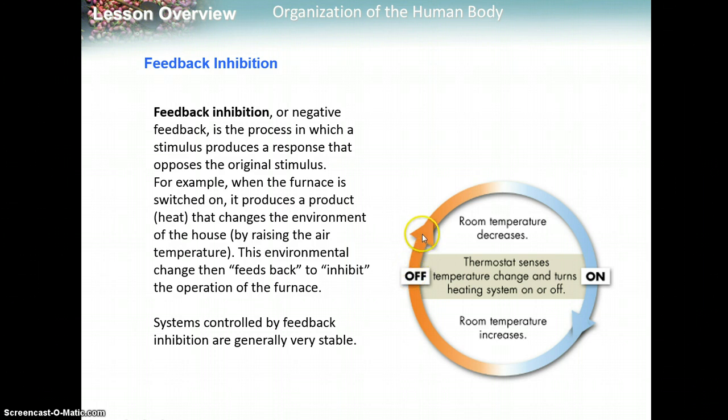Then the temperature can decrease back to, for example, 70. So maybe the temperature drops to 68, so the furnace turns on. The temperature rises to like 72, so then it's going to turn off, so it can go back to 70, and then maybe dips back down to 68 and turns back on.